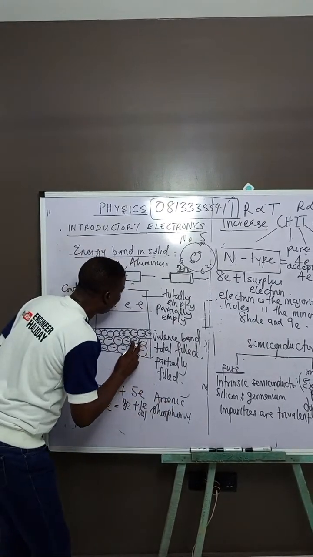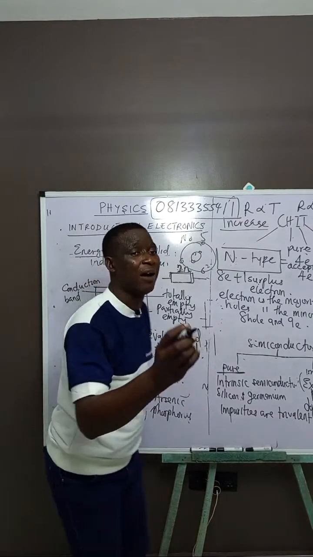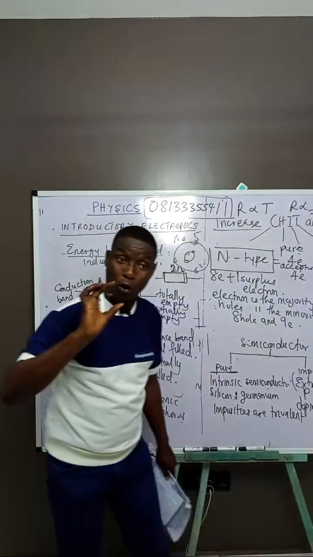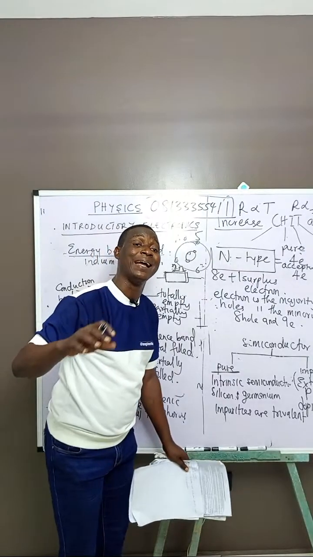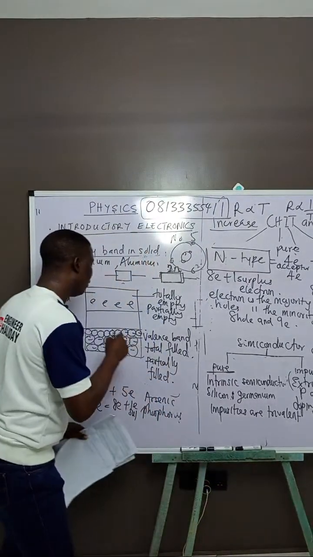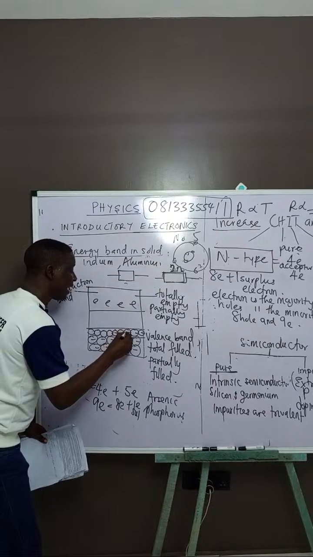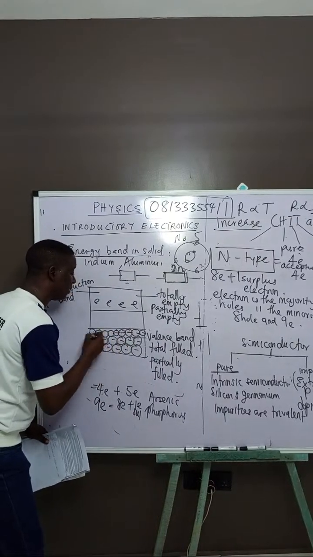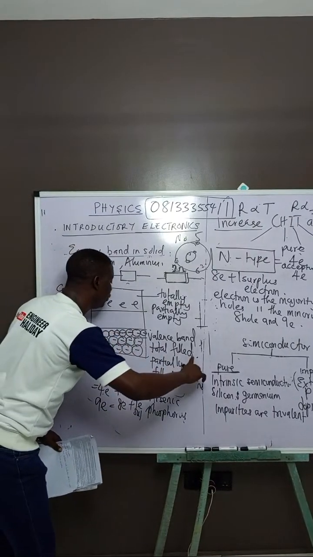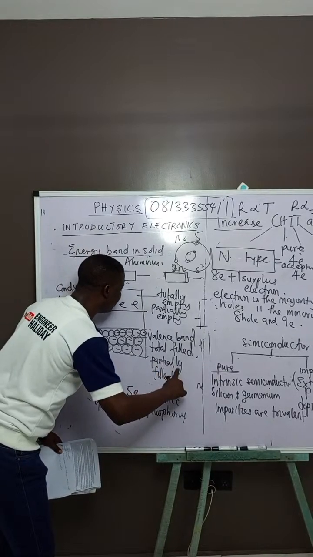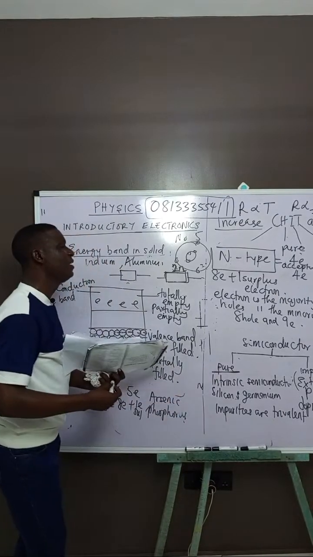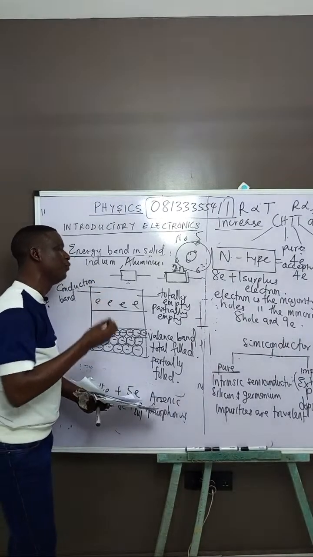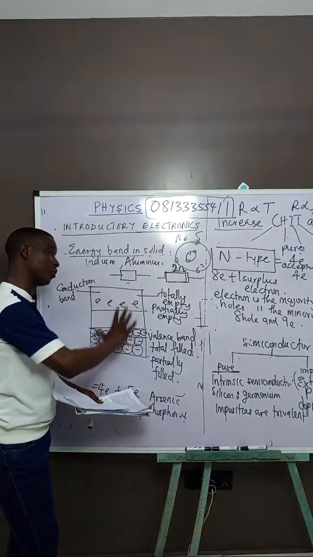If you go to a church and you have only 4 spaces remaining out of 300 capacity, that's what is happening here. All these ones are filled, and only 4 are remaining. So we can have it totally filled or partially filled. Now, that is for semiconductor.